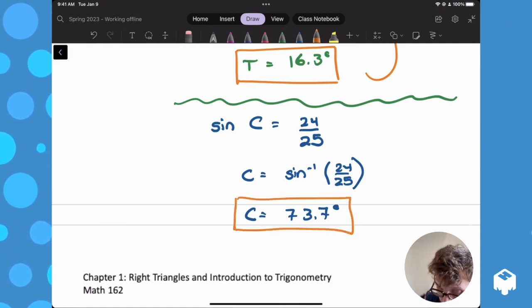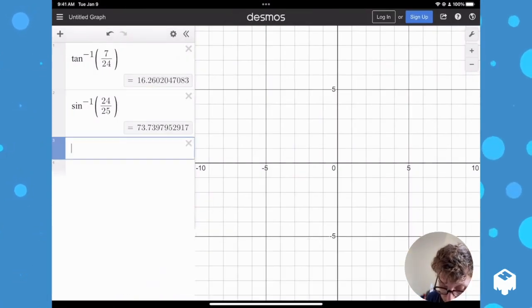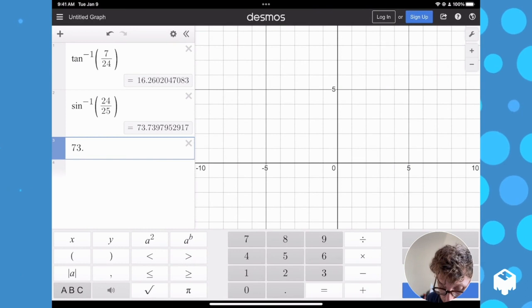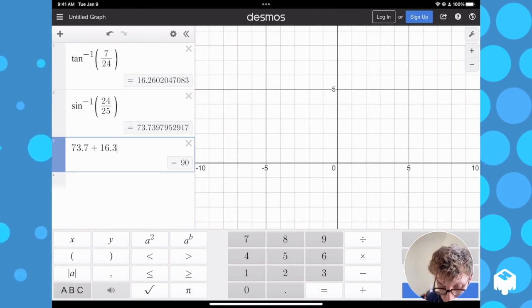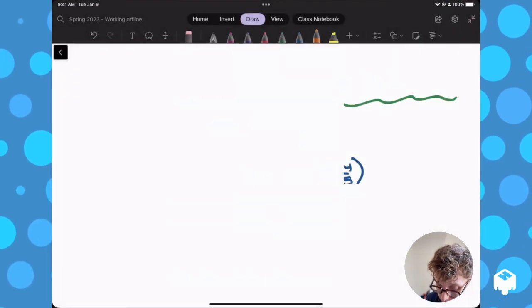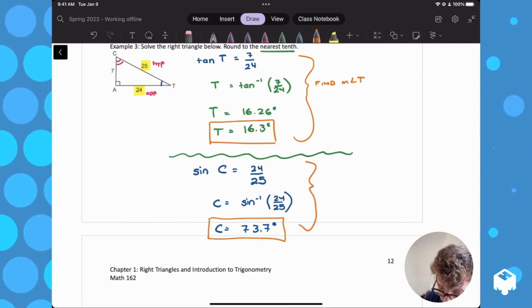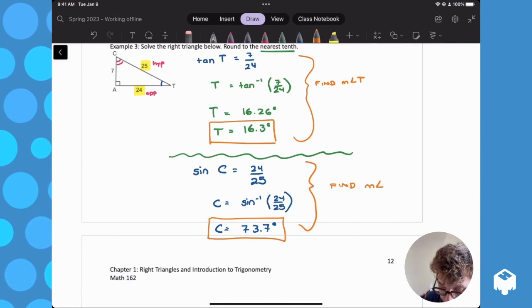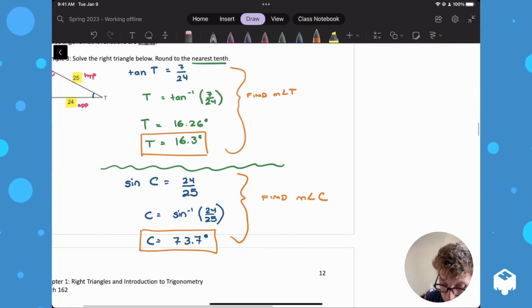If I add these two angles together, I should get 90. So that's 73.7 plus 16.3. I get 90 degrees, so I know I found the right angles. And so that was to find the measure of angle C.